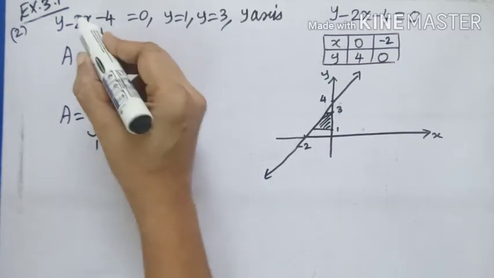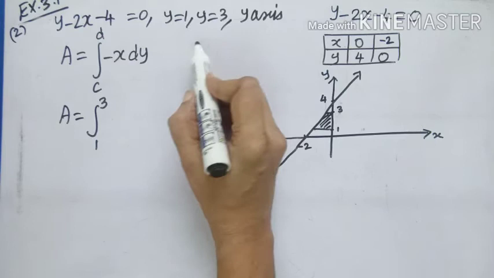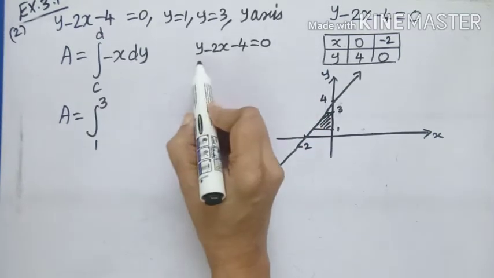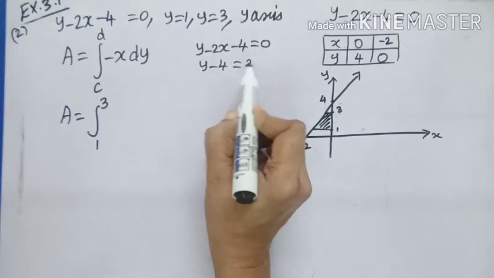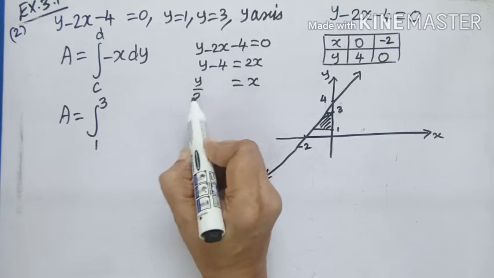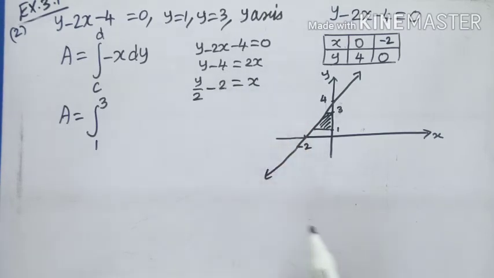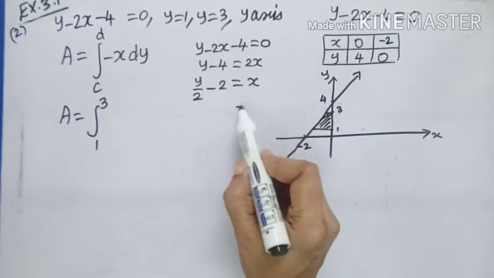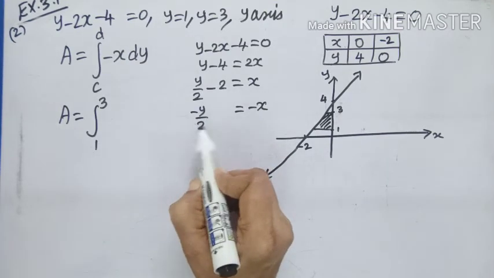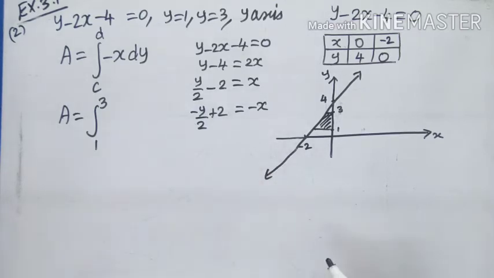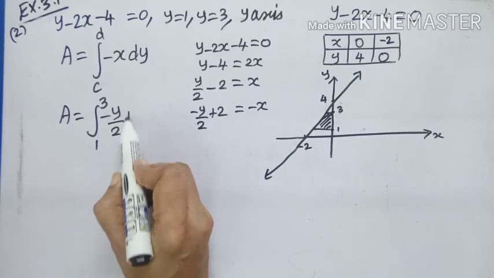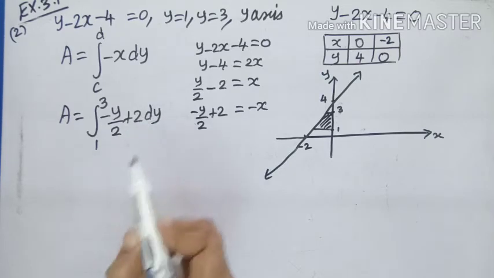And what is minus x from this equation? y minus 2x minus 4 equals 0. So y minus 4 equals 2x, or x is equal to y by 2 minus 4 by 2, which is 2. But I want minus x in the question. So change the sign: minus y by 2 plus 2. So what is minus x? Let me substitute: minus y by 2 plus 2 dy.